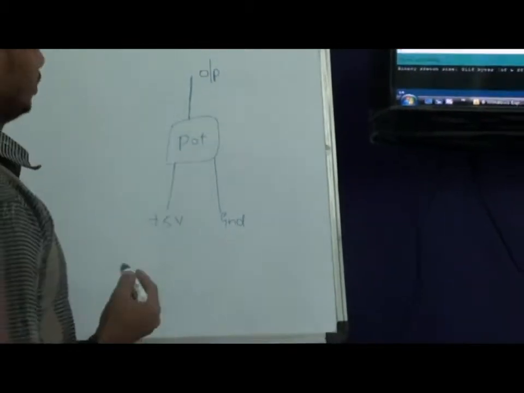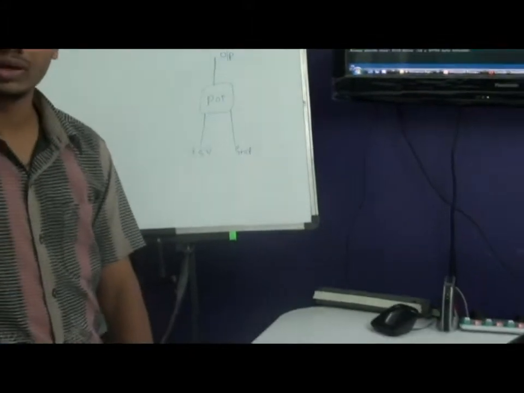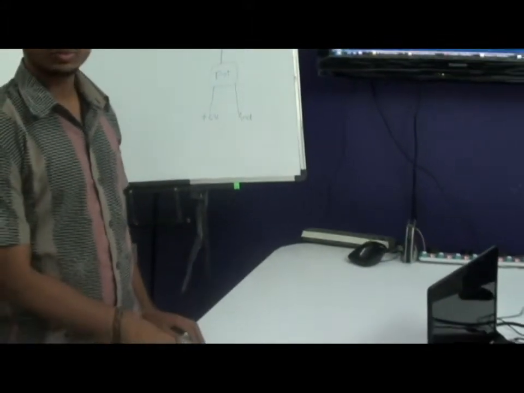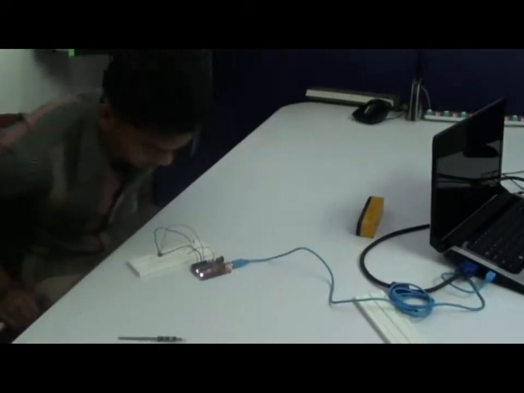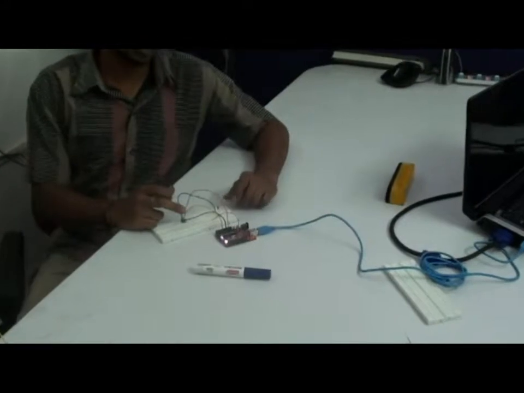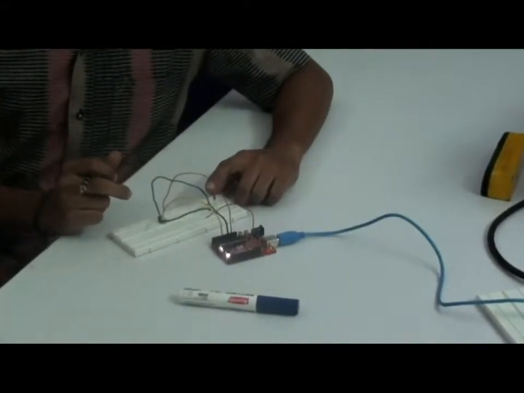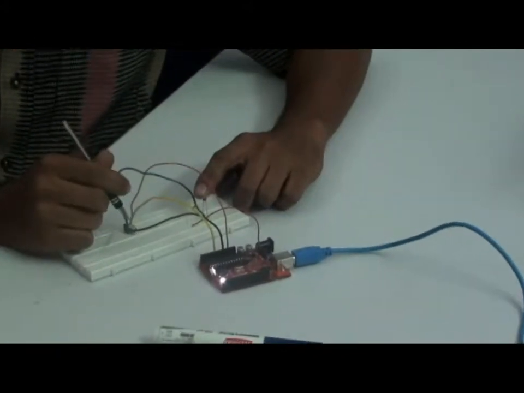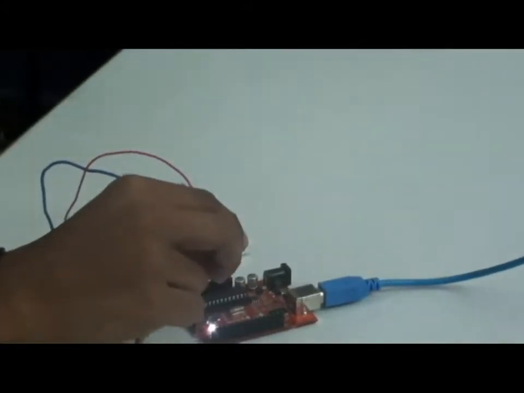Fine. Here we are writing analog values to the LED by making use of PWM pins. Here I have connected a potentiometer and an LED, and I am controlling the LED through the potentiometer. Let's upload the program.